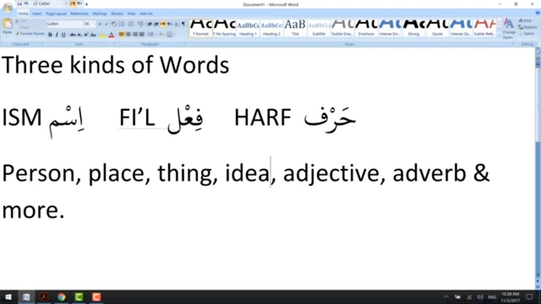So this is important. As a teacher of the Arabic language, I'm never going to call the ism the noun because it's so much more than a noun. If it was just a noun, then it would have been an ism is a person, place, thing, or idea. That's it, we're done. But wait, the ism is also an adjective, which is definitely not a noun. And it's also an adverb, which is not a noun.